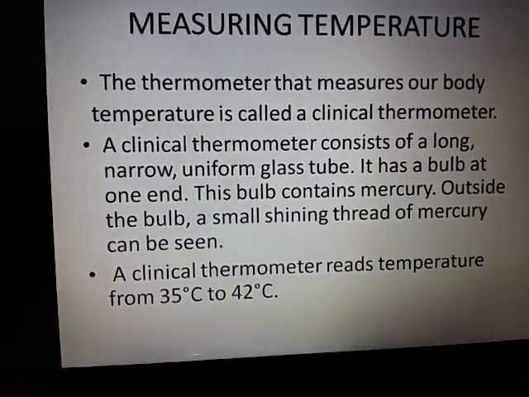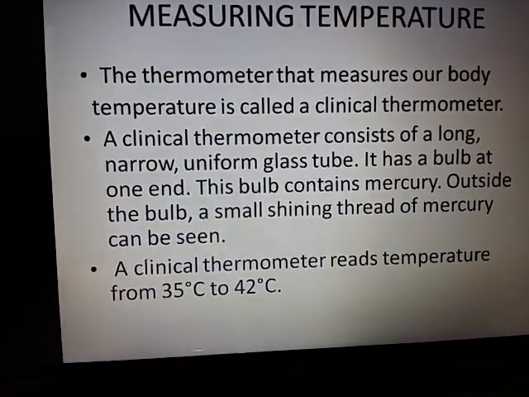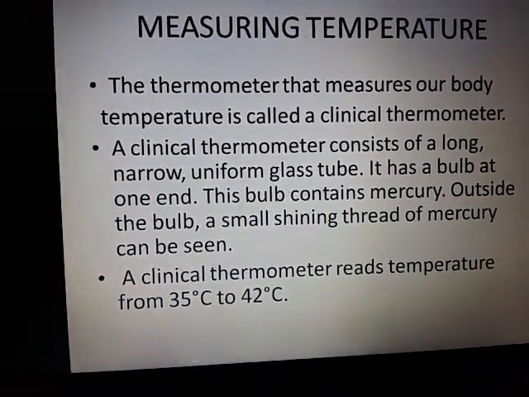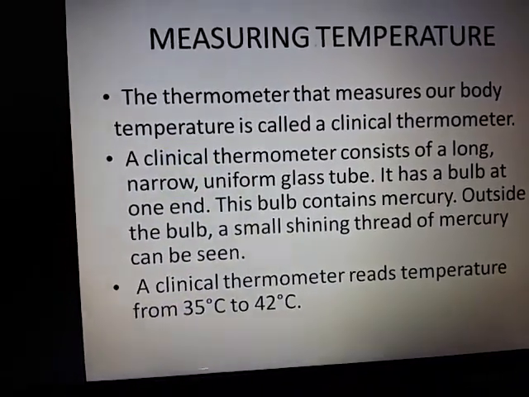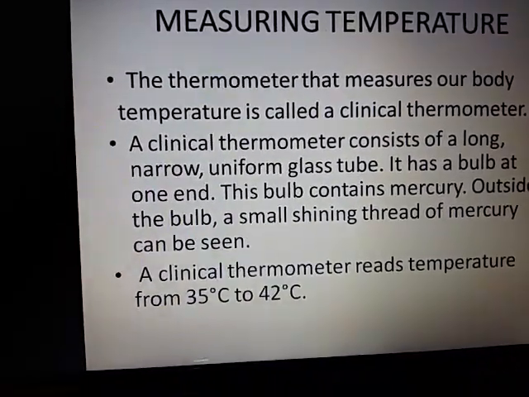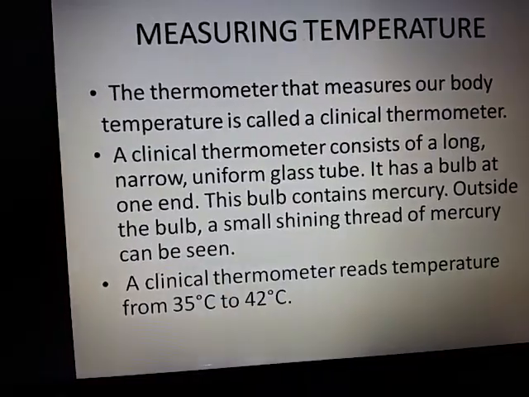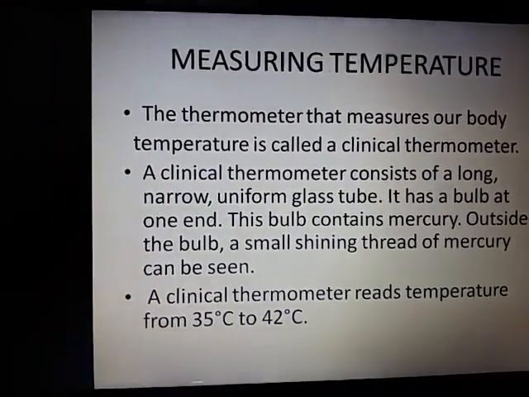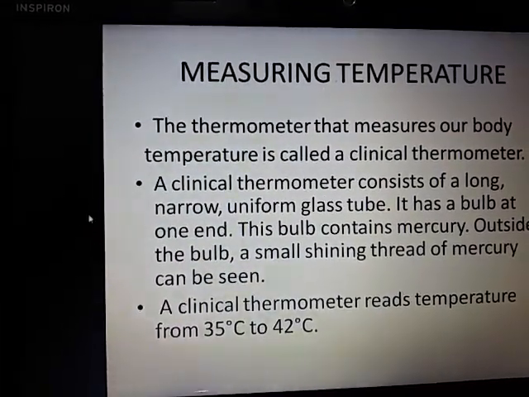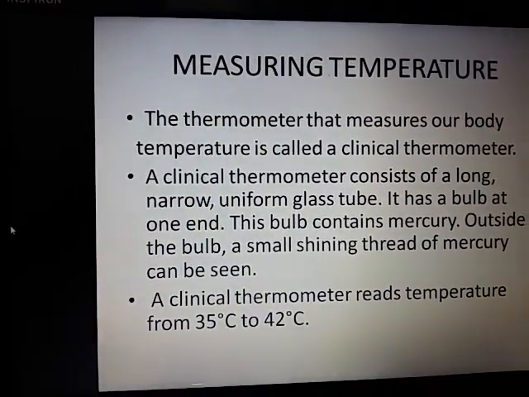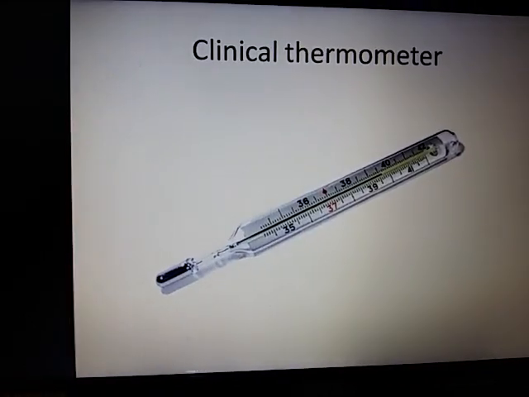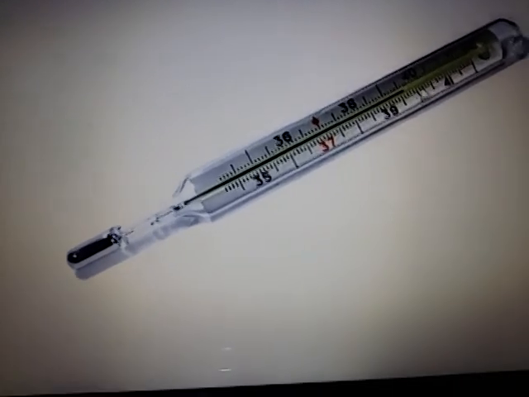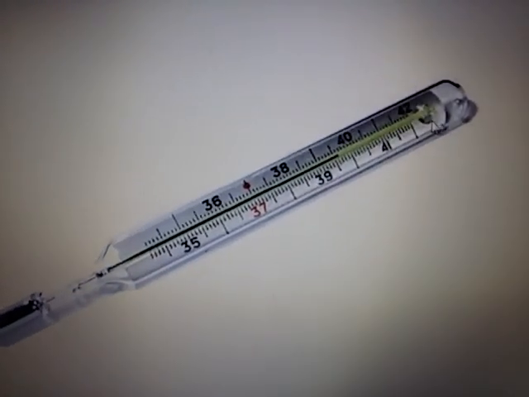And this thermometer consists of a long tube which is made of glass, and there is a bulb at one end, and this bulb contains mercury, and outside the bulb you can see a shining thread of mercury, and the range of this thermometer is from 35 to 42 degrees Celsius. You can see that it starts from 35 and it ends at 42 degree Celsius.